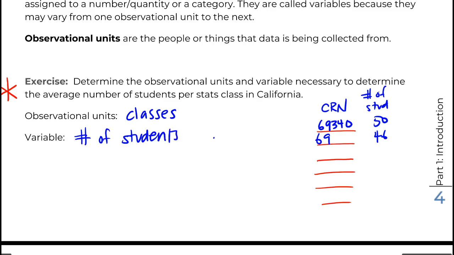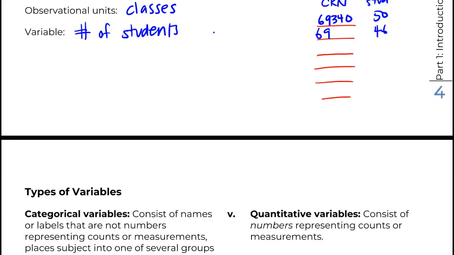So as I said, our observational units do not need to be people. They can also be things. But you really want to break down the data. Thinking of that data structure helps a lot.